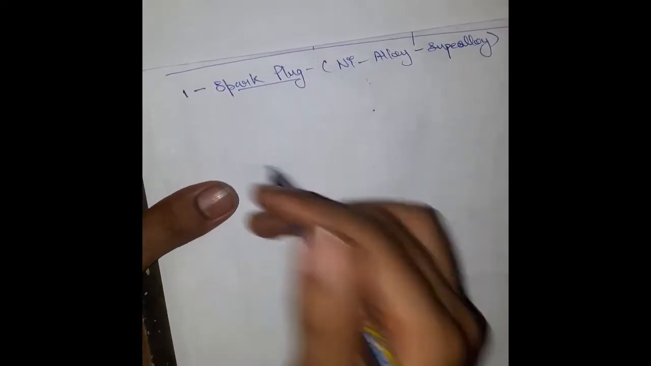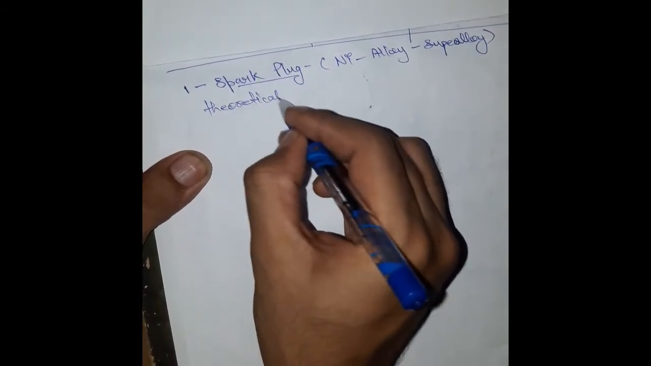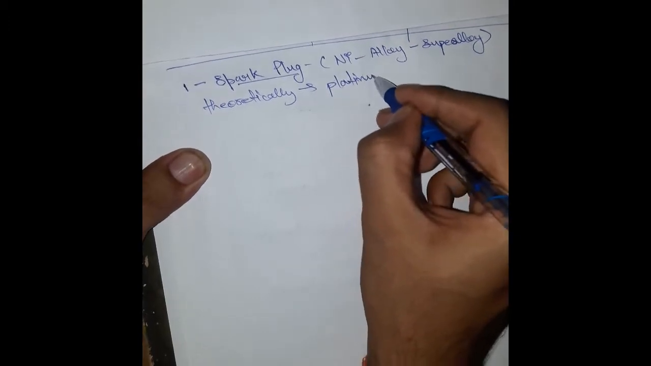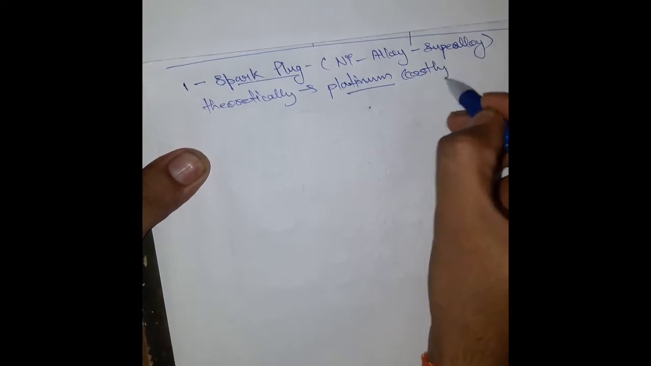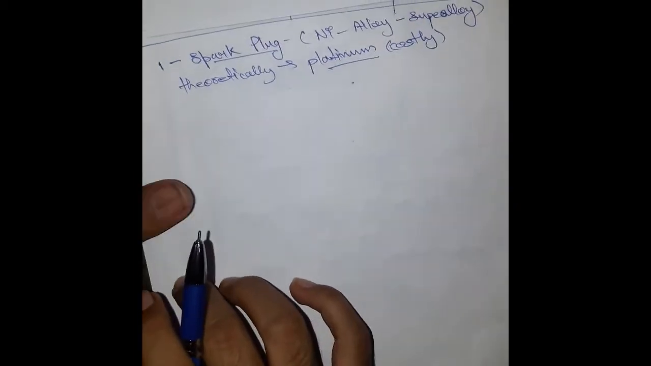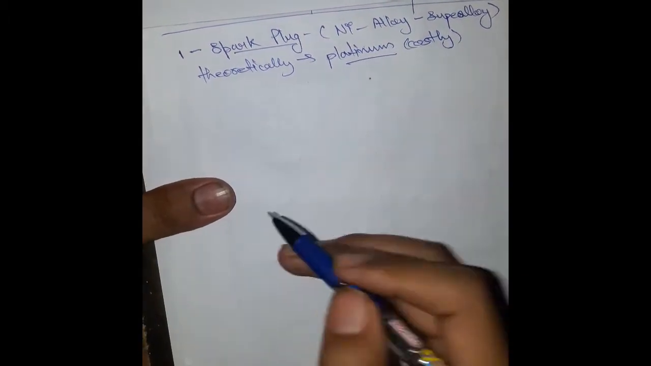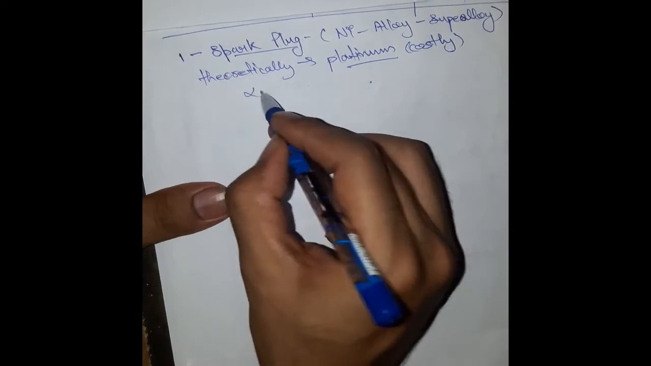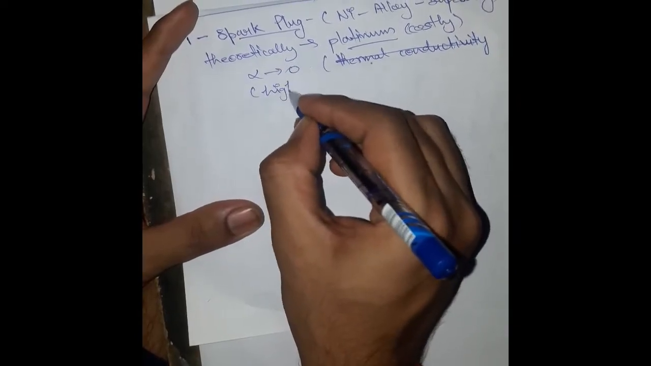Theoretically, it could be made of platinum, but platinum is costly, so it is not made of platinum. So we made it of nickel alloy, and the property of nickel alloy is that it has alpha tending to 0. Now what is alpha? Alpha is high temperature resistance.